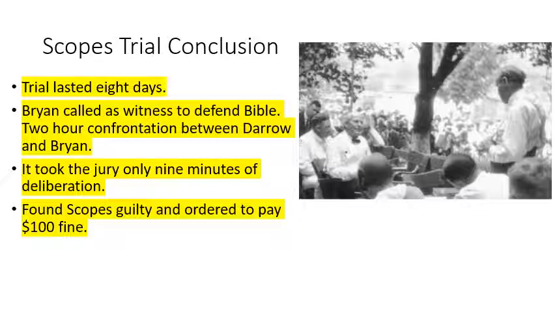there's a 2-hour tense confrontation between Clarence Darrow and William Jennings Bryan over the merits of the Bible and evolution. At the conclusion of the trial, it only took the jury 9 minutes of deliberation, and Scopes is found guilty and ordered to pay a $100 fine.